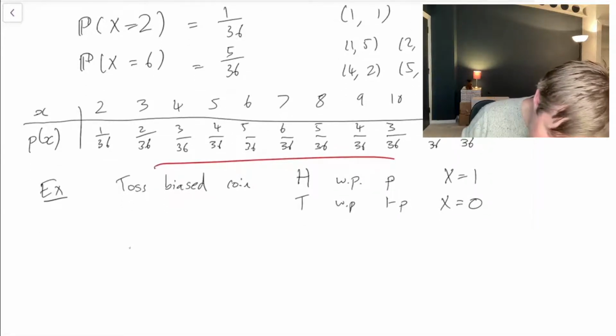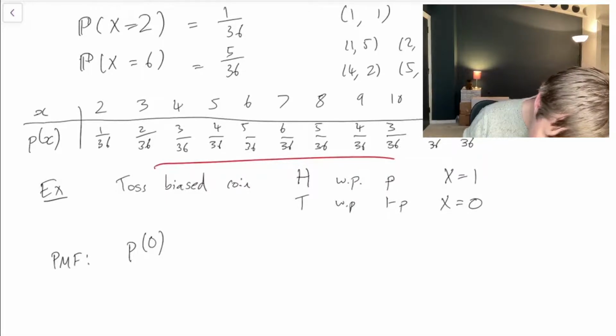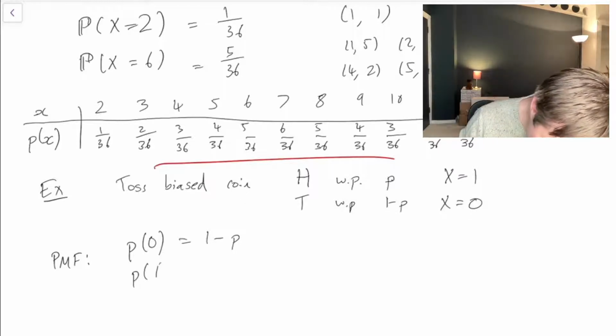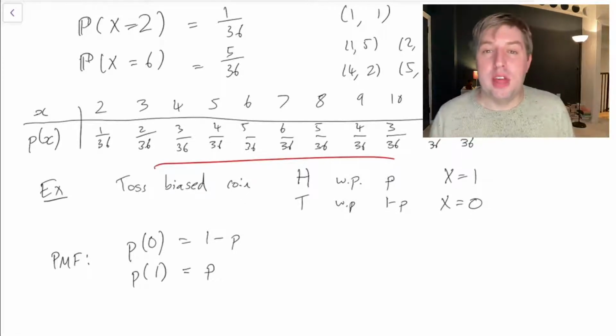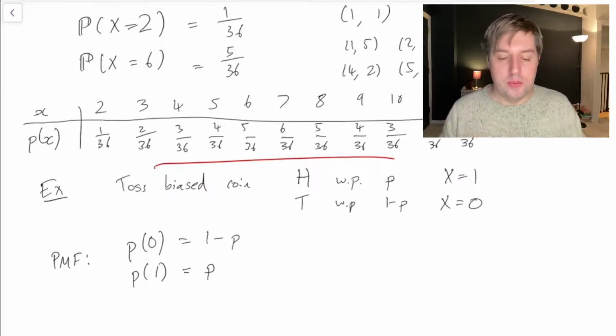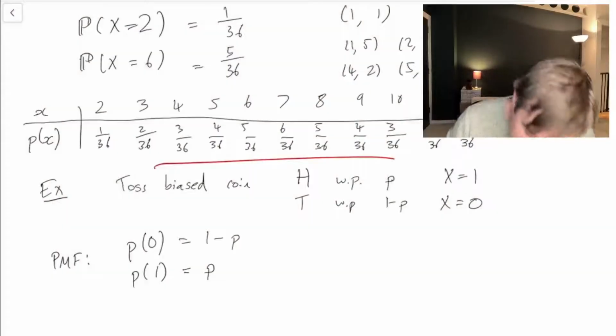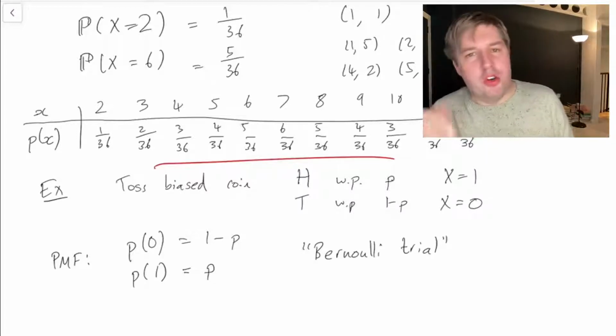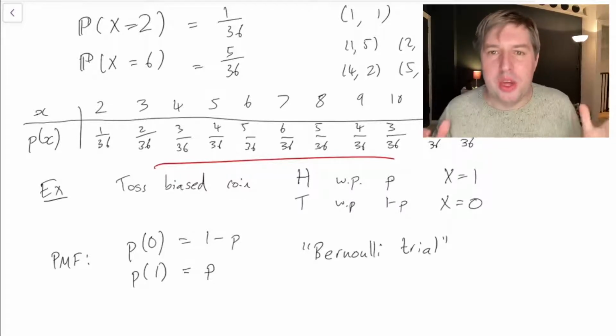So then, for this, we have the probability mass function is p(0) equals 1 minus p, because that's the probability we get tails, and so our random variable counts 0. And we have p(1) equals p, because that's the probability that our coin lands heads, and we count 1. So it turns out that this is quite an important type of random variable that comes up a lot. This is called a Bernoulli trial. Or a Bernoulli distribution, or a Bernoulli random variable, or something attached with the word Bernoulli.